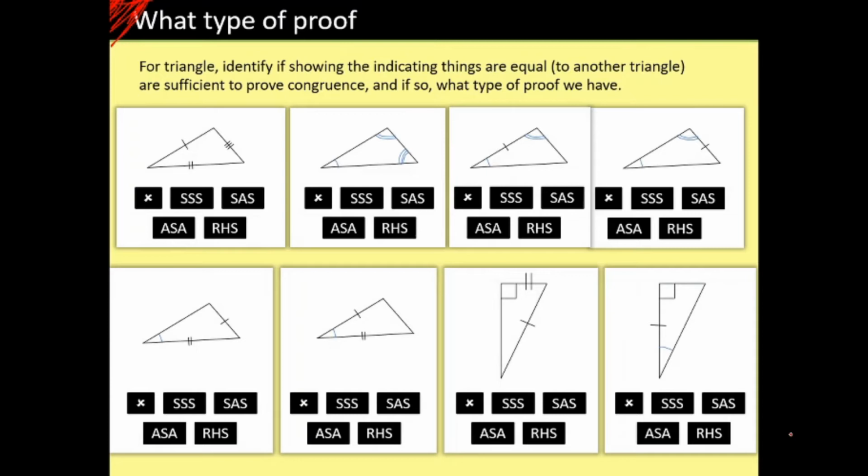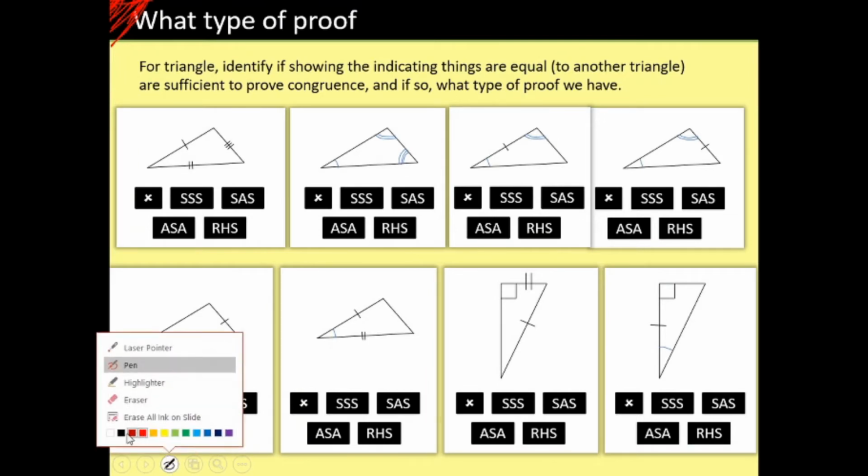Okay, I just want you to know, given information, so if they're sides or angles, can you decide whether these are congruent or not? Okay, pause the video.